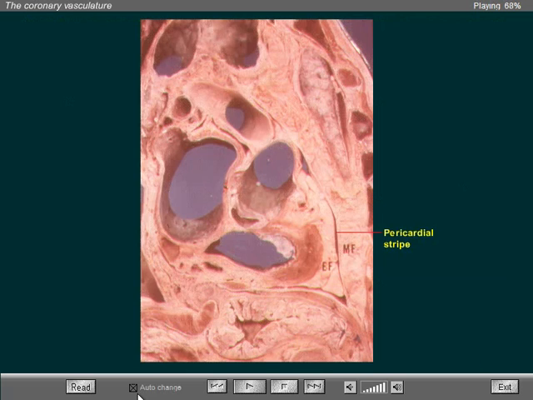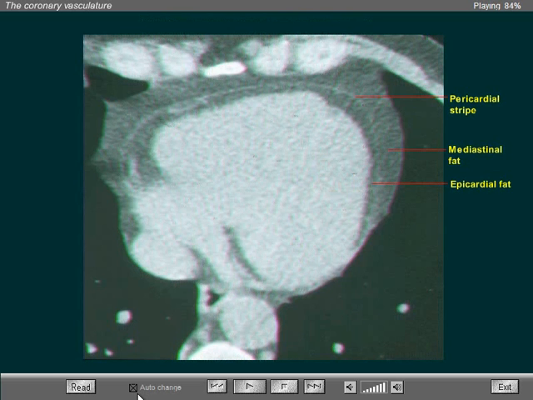Note in the sagittal section the pericardial stripe formed by the apposition of the visceral and parietal pericardium. Note that we can see a slit-like space that represents the pericardial cavity. And finally, the axial section of the heart shows the pericardial stripe as a thin, dense envelope surrounded by the low-density structures that represent the epicardial and mediastinal fat.